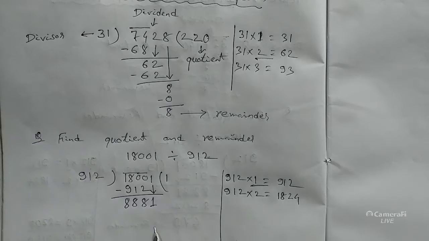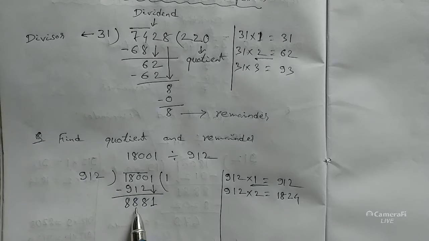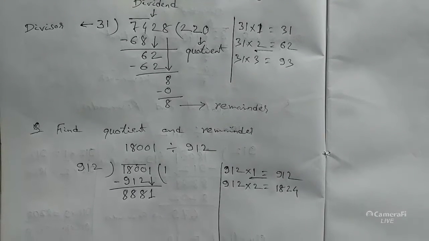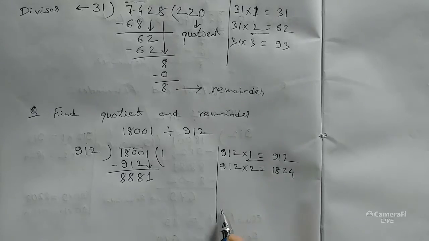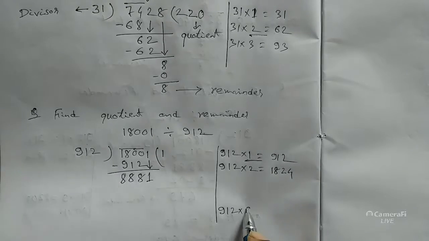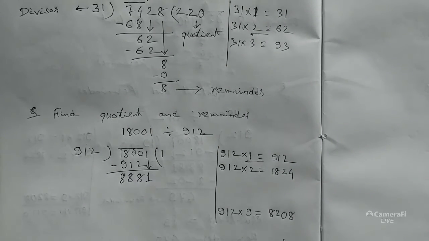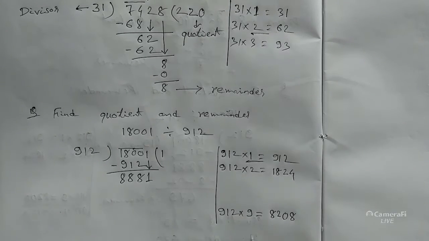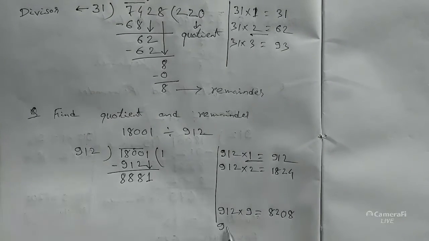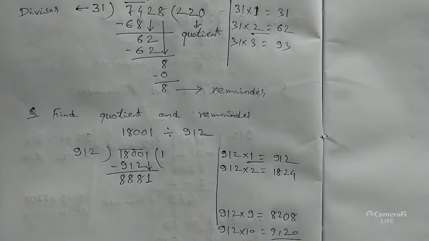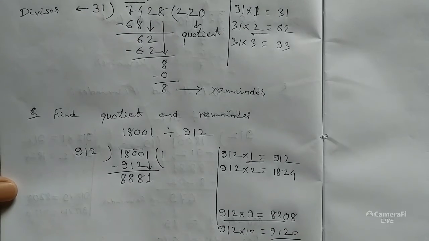912. Go through the table. This number 8881 is a very large number, so let us go through the table and add. 912 into, let us guess, 9. 9 twos are 18, 9 ones are 9 plus 1 is 10, 1 carry, 9 nines are 81 plus 1 is 82. This number, 8208, is closer to 8881 but less than it. So if we take 10, 912 into 10 we get 9120, which is larger than this one.